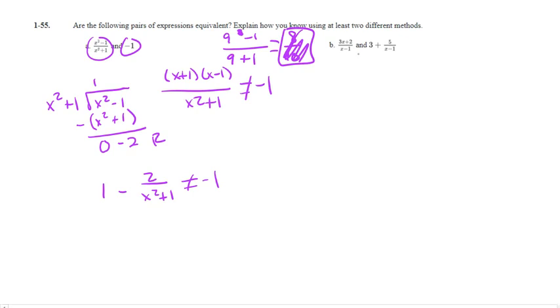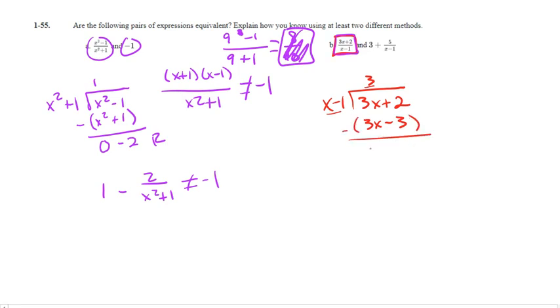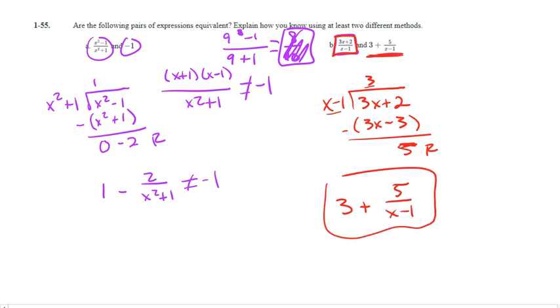But going through the other one here, I'm also going to use division. I'll change up colors here. So how many times does x minus 1 go into 3x plus 2? It goes in 3 times, so that becomes 3x minus 3, because I'm just multiplying these two together. And then I'm subtracting this whole thing. 3x minus 3x is 0. 2 minus a -3 is 5. So that's my remainder. So then I have 3 plus 5 over x minus 1, which we do see matches up exactly. So it is equivalent.